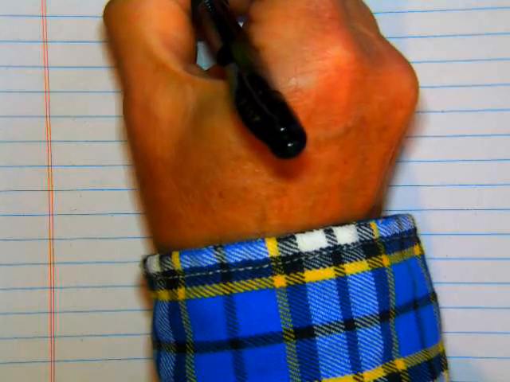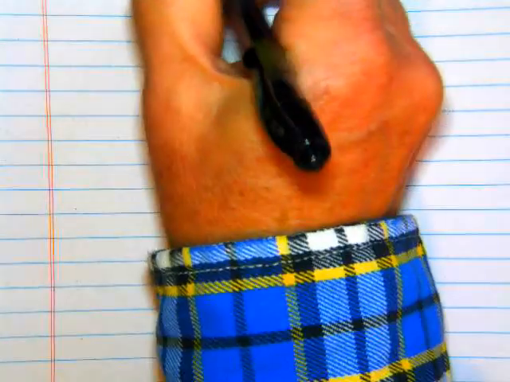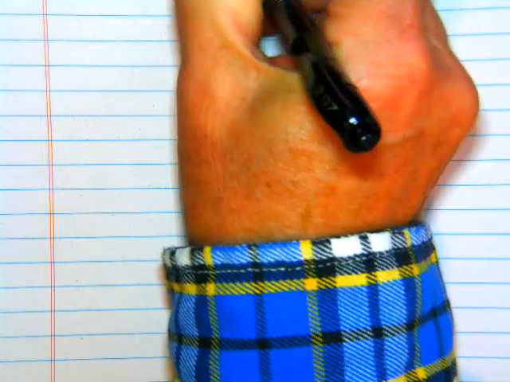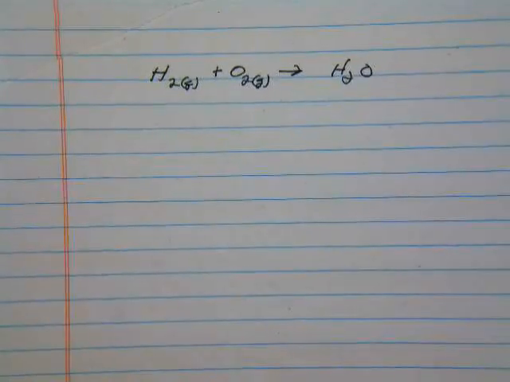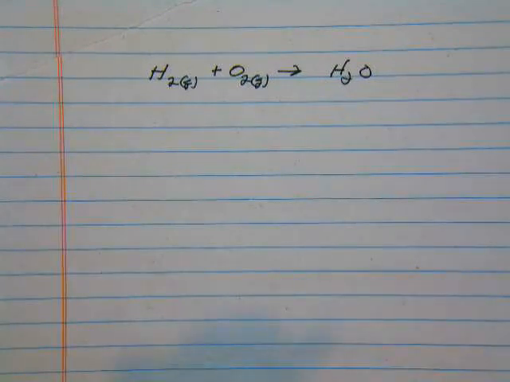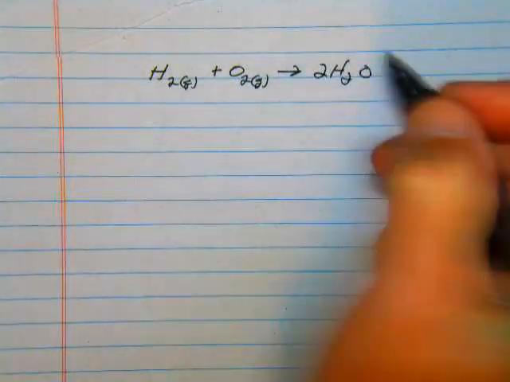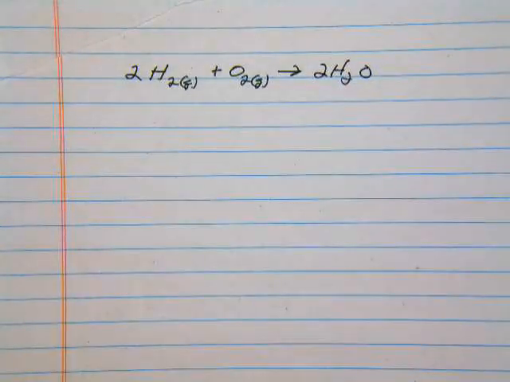So we know water, and again, we're doing it in the gaseous form. So hydrogen in the gaseous form plus O2 is going to give us H2O. If we go through this, we have to balance the formula. So we put a 2 here, and a 2 there, and it looks like we're balanced.